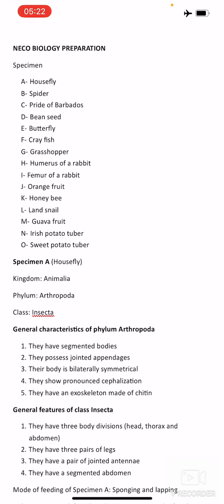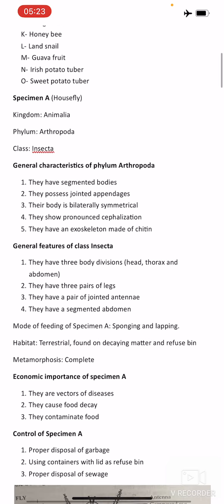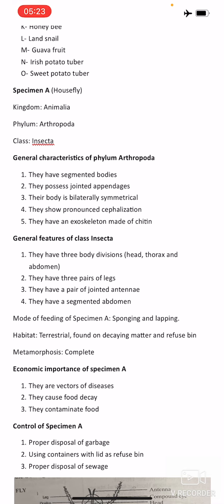So look at specimen A now. Specimen A belongs to the kingdom Animalia, the phylum Arthropoda, and the class Insecta. General characteristics of phylum Arthropoda: they have segmented bodies, they possess jointed appendages, and their body is bilaterally symmetrical. That means they can be divided into two equal halves. Number 4, they show pronounced cephalization. Cephalization just means development of the head. They have an exoskeleton made of chitin.